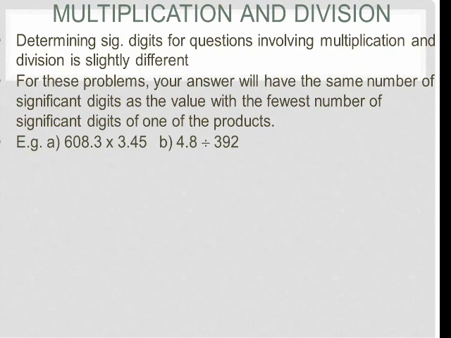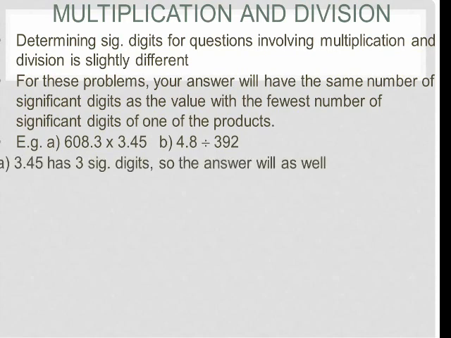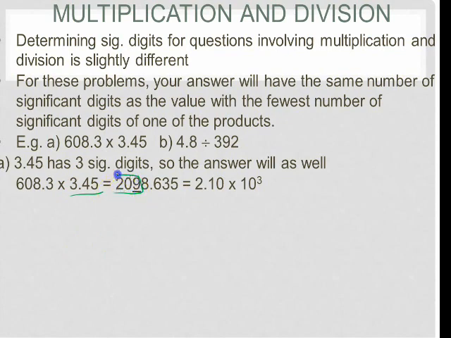Okay, so let's again look at some more examples. Let's look at the first one. 3.45 has 3 sig digits, so the answer will as well. If we multiply that out, it has 3 sig figs, so we're going to go up to this number. So that's going to be 2.10. That's 3 sig figs, and we wrote this in scientific notation, which we really should get in the habit of doing. So 3 sig figs there.